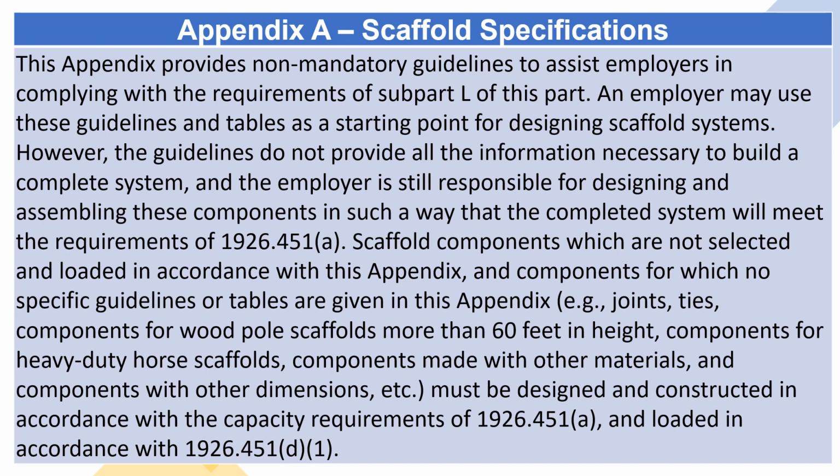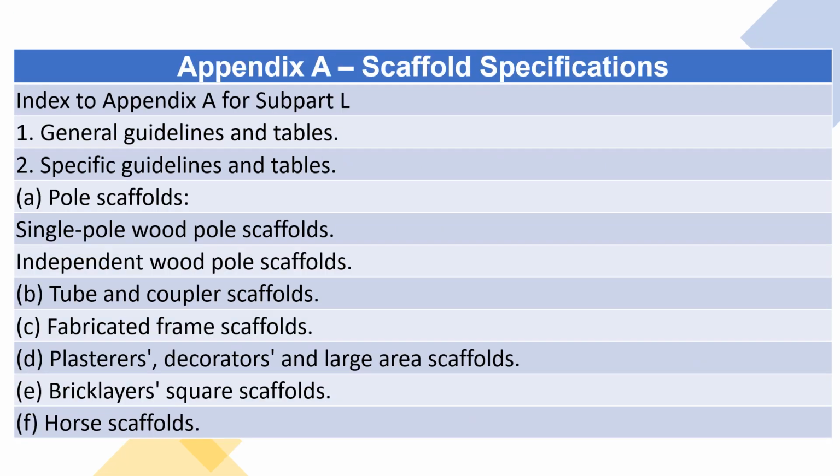Scaffold components which are not selected and loaded in accordance with this appendix, and components for which no specific guidelines or tables are given in this appendix, e.g., joints, ties, components for wood pole scaffolds more than 60 feet in height, components for heavy-duty horse scaffolds, components made with other materials, and components with other dimensions, etc., must be designed and constructed in accordance with the capacity requirements of 1926.451(a) and loaded in accordance with 1926.451(d)(1). Indexed to Appendix A for Subpart L, A through Z.